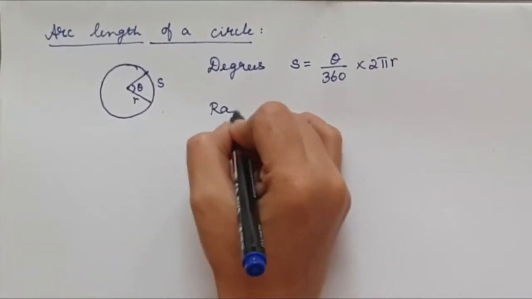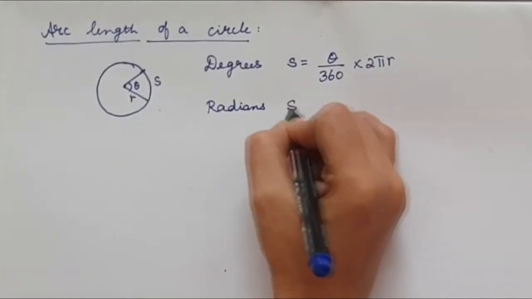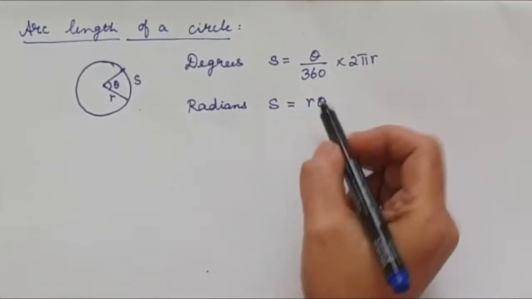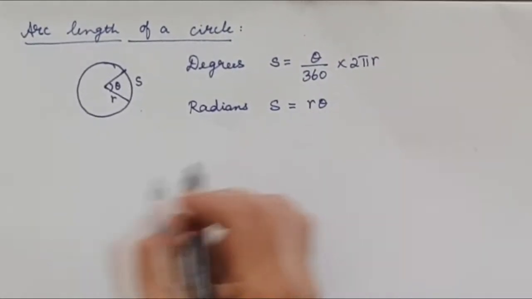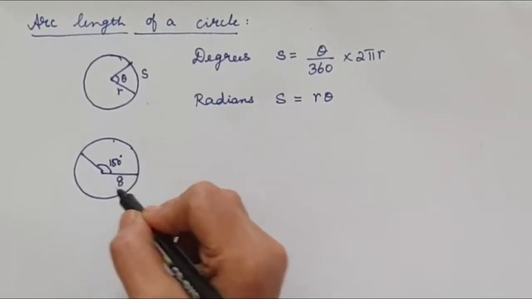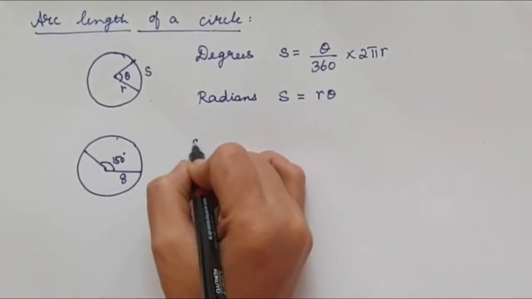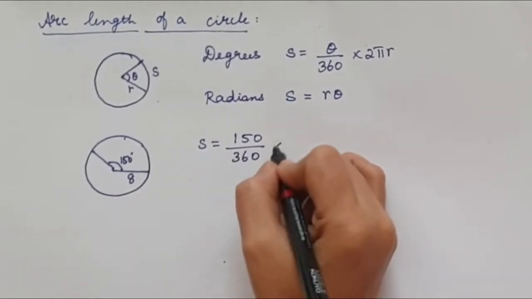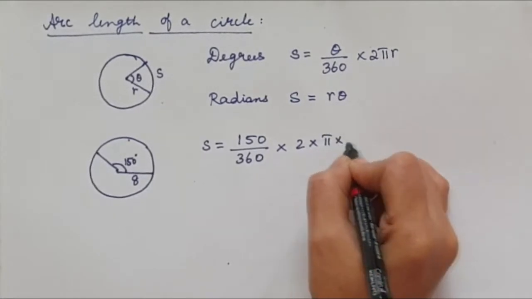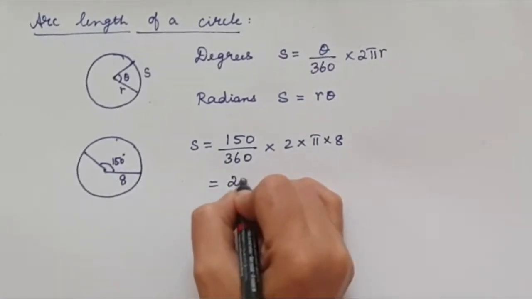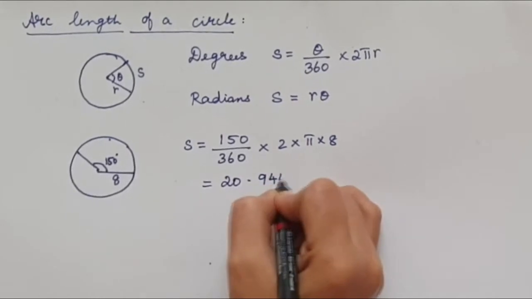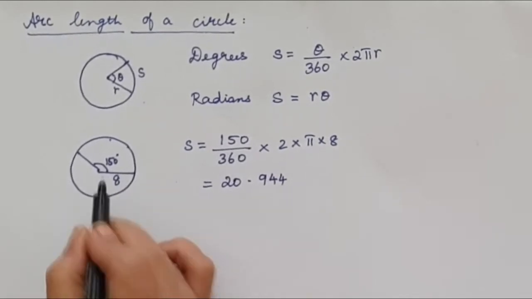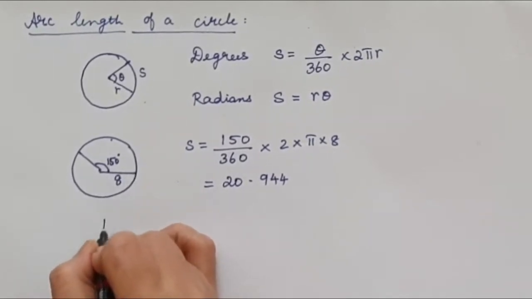Now, when it is in radians, we have a simple formula, S equal to r theta. That's it. It's a simple one. Now, let us see whether these two formulas are the same. It is given in degrees. So, to find the arc length, S will be equal to the angle, 150, divided by 360, into 2 into pi into the radius, which is 8. This will give us an answer of 20.944. Instead of giving it in degrees, if our angle was in radians, let us convert this 150 degrees to radians.